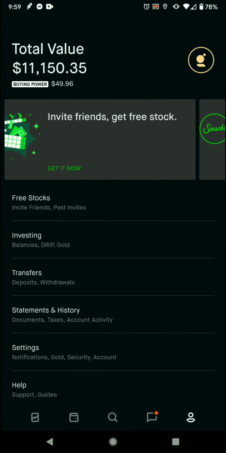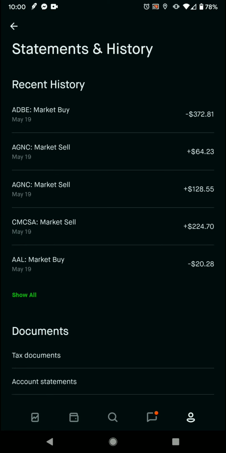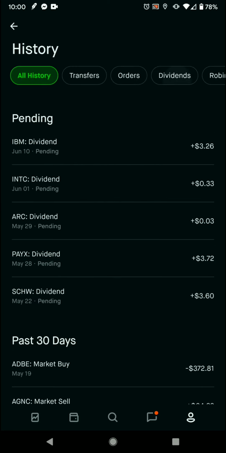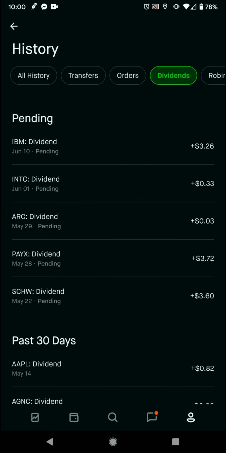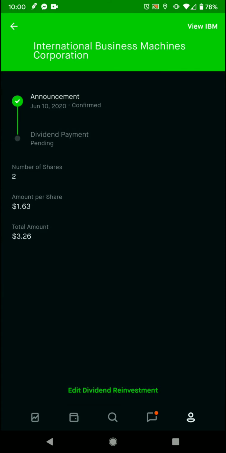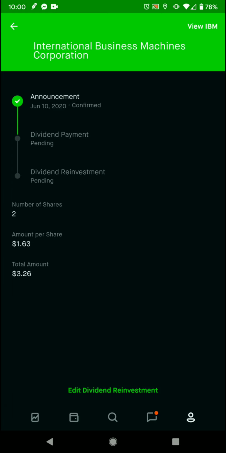If we go back and go to our statements and history, show all, and over to dividends, we can see all the incoming dividends we have, and we can now see that the dividend payment will be the next part, and then the reinvestment.